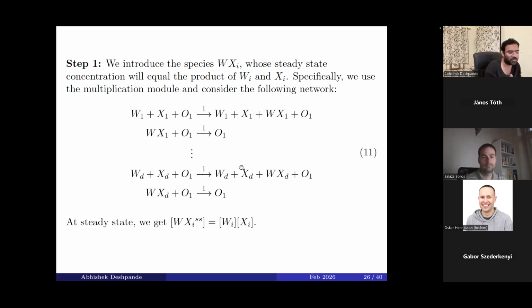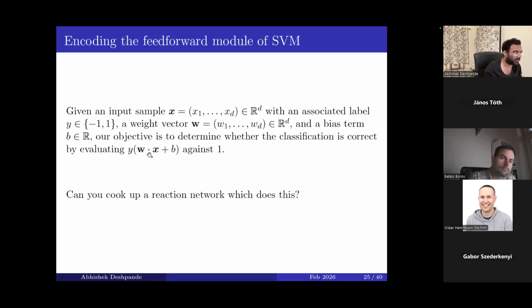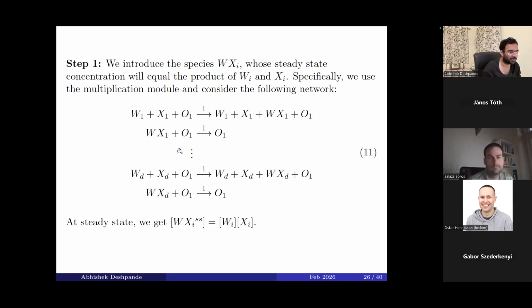So this is just using knowledge of previous modules that we have seen. The next thing is to compute the sum plus this bias B, right? So we need to compute basically this term, which is W times X plus B. So it's W1 X1 plus W2 X2 plus Wn Xn plus B. And that's what this step 2 is doing.